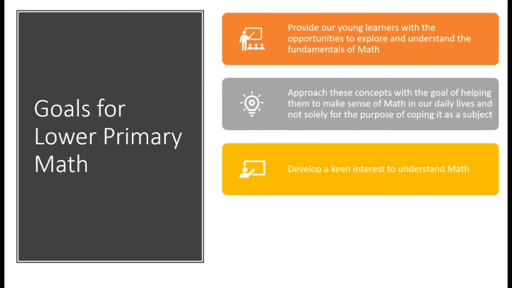As I say, there's no need for you to limit their learning to the Primary 1 syllabus only. Through all these daily life contexts, it helps them to understand why it is that they have to learn math, and therefore develop a keen interest to understand math. So start with something that is at their level, something that interests them and something that is not too complicated, so that we don't scare them off with concepts that are too complex.